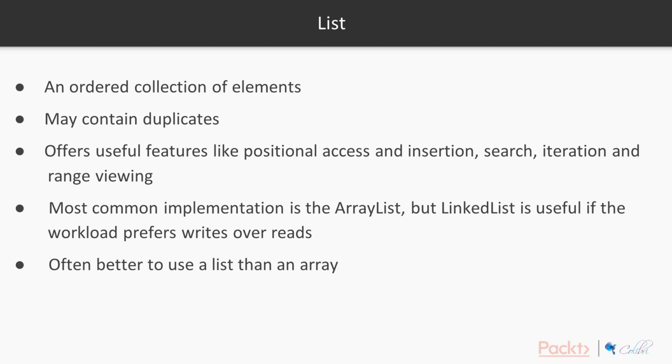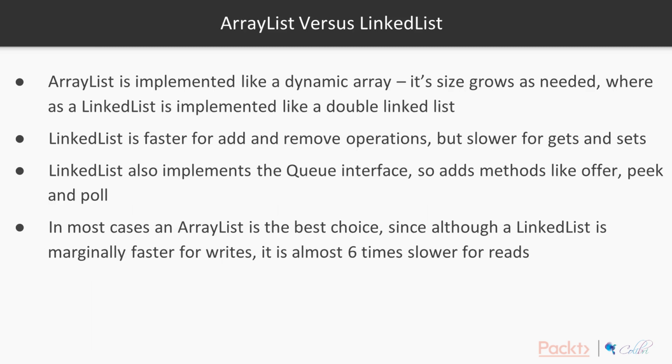Now, the most common implementation of the list interface is the ArrayList. LinkedList is also useful, but it's much slower for reads, although it is a little bit faster for writes. And as we discussed previously, it's typically much better to use a list than an array. So just looking at array lists versus linked lists, an array list is implemented a little bit like a dynamic array. That is, its size grows as needed. So you can just keep inserting stuff into it as and when you need, and Java will clean up for you automatically afterwards. Conversely, a linked list is essentially just implemented as a doubly linked list.